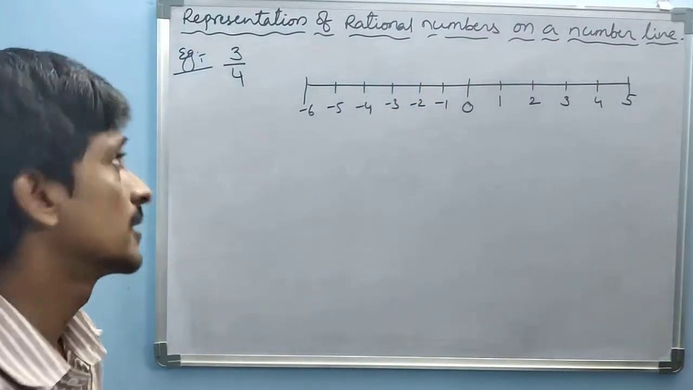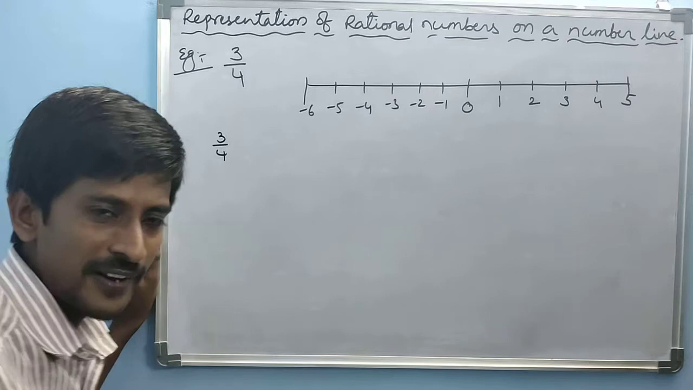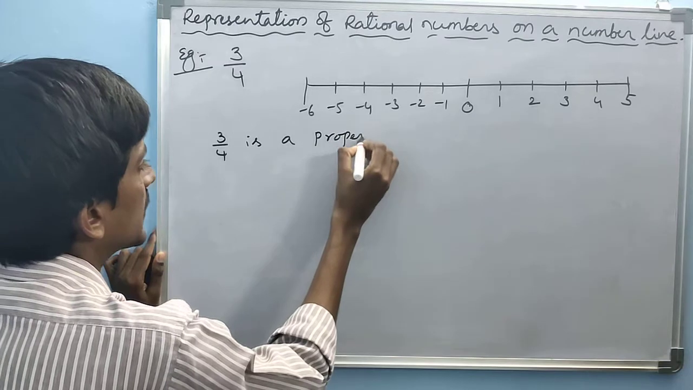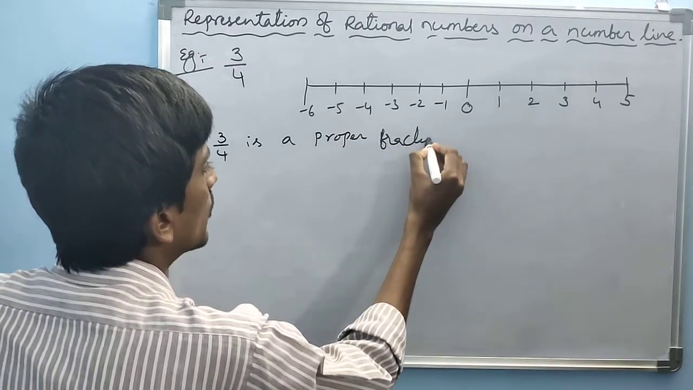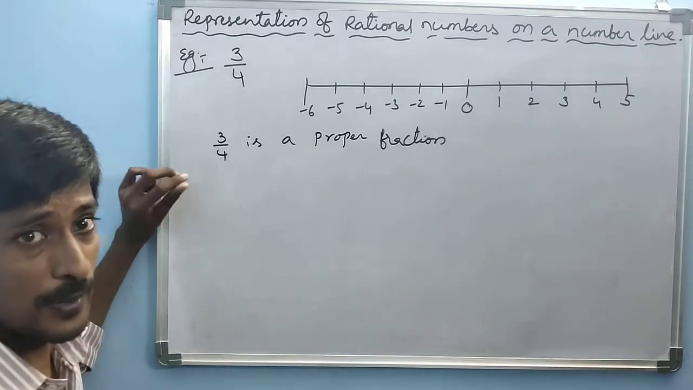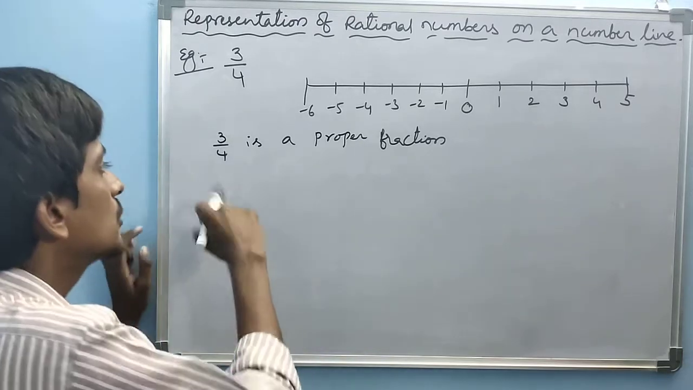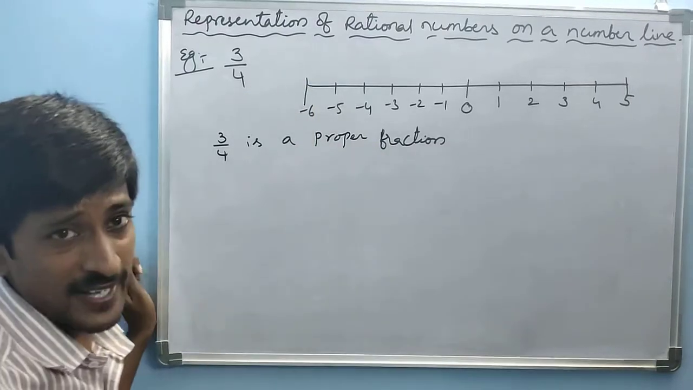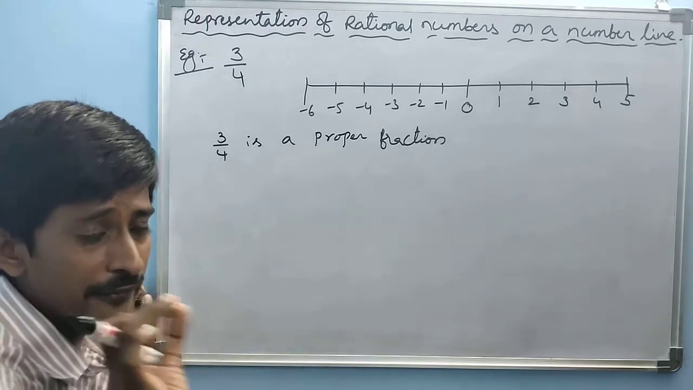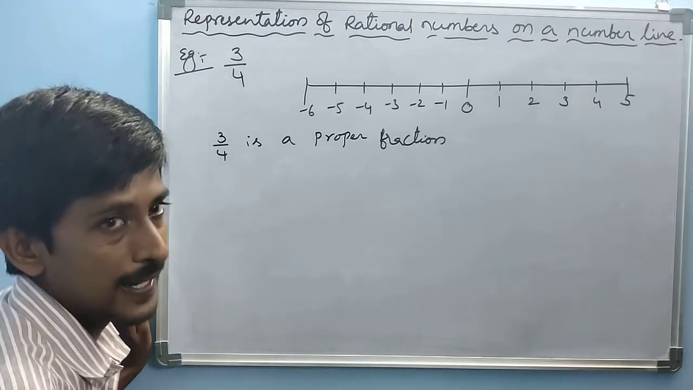Let us select 3 by 4. First of all, is 3 by 4 a proper fraction or an improper fraction? It is a proper fraction. Proper fraction means the numerator is smaller and the denominator is bigger. Improper fraction means the numerator is bigger and the denominator is smaller. So first you choose that one. Every proper fraction is in between 0 and 1 only.